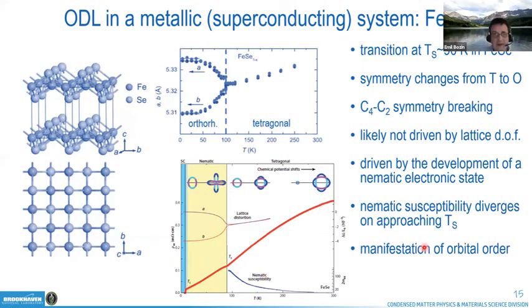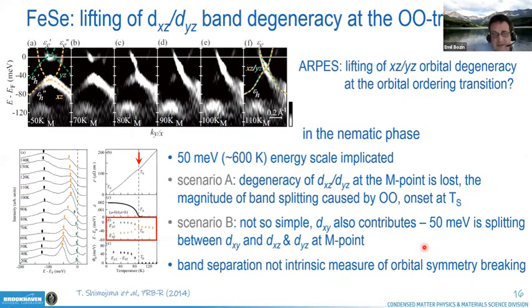So early ARPES studies have revealed that across the transition, there is a 50 meV or 600 Kelvin type energy scale that has been implicated. And one of the propositions was that this is a signature of lifting of XZ, YZ orbital degeneracy at the M point, the magnitude of which is basically the orbital ordering that is onset at the transition temperature.